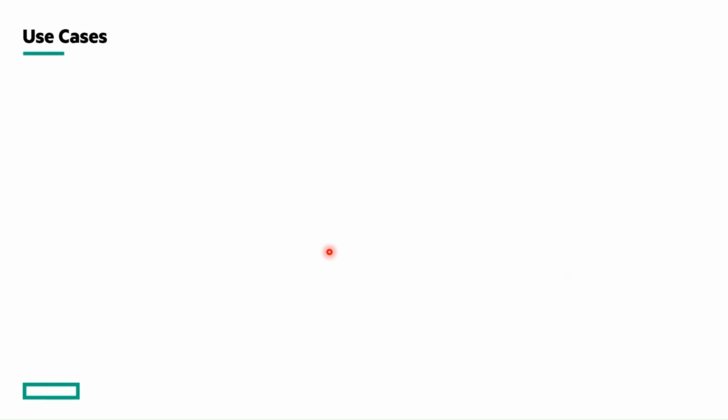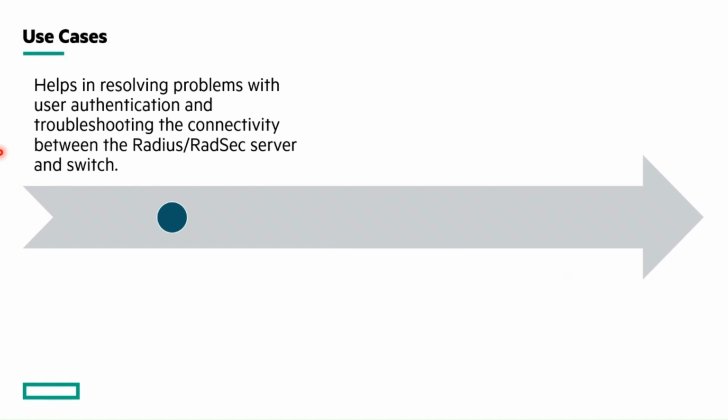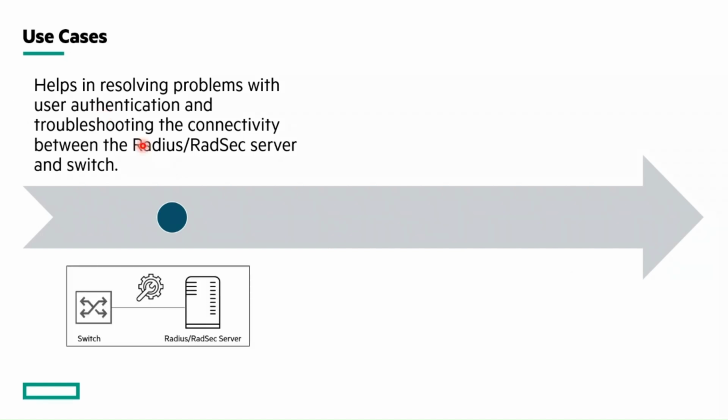So here are the main use cases. Primarily, by sending a dummy request and receiving responses, it helps us fix authentication problems with the RADIUS server. It confirms the attributes given by the network access control server for the users, and it can detect problems with connectivity between the switch and the NAC.